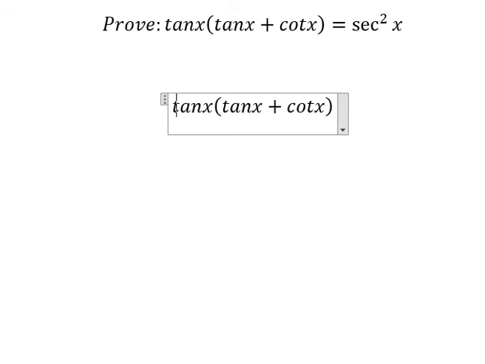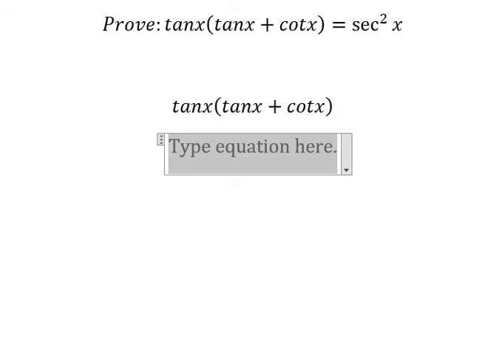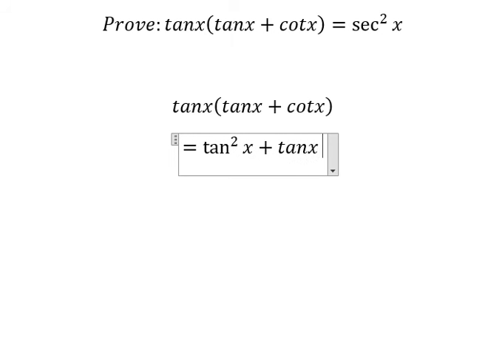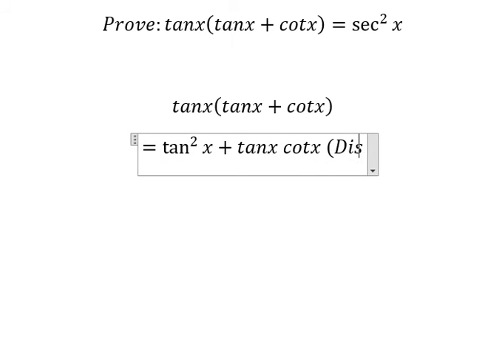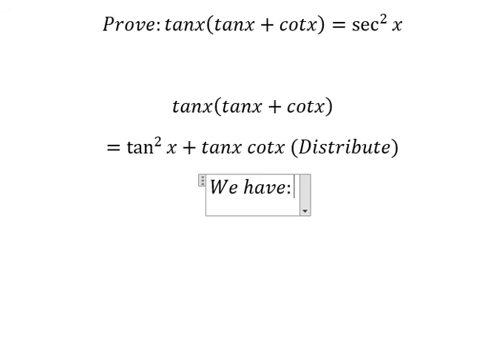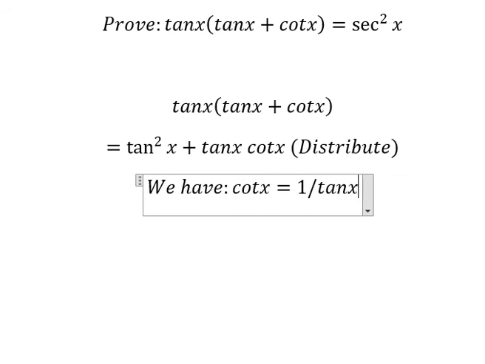So tan x will multiply by tan x and cot x. That is about distribution. Next, we have the formula in here: cot x equals 1 over tan x.